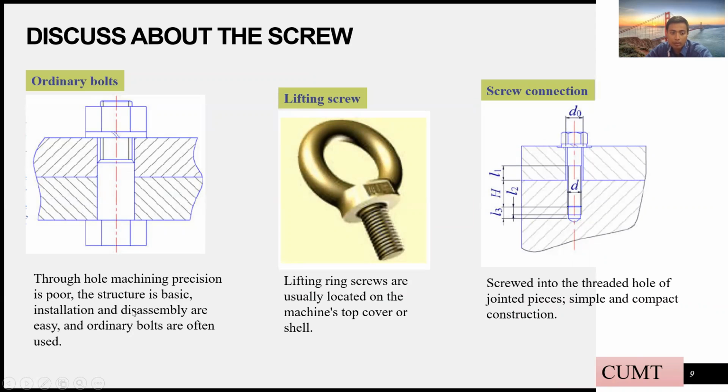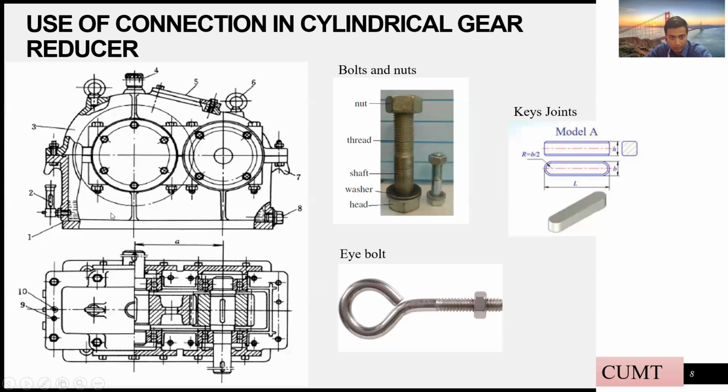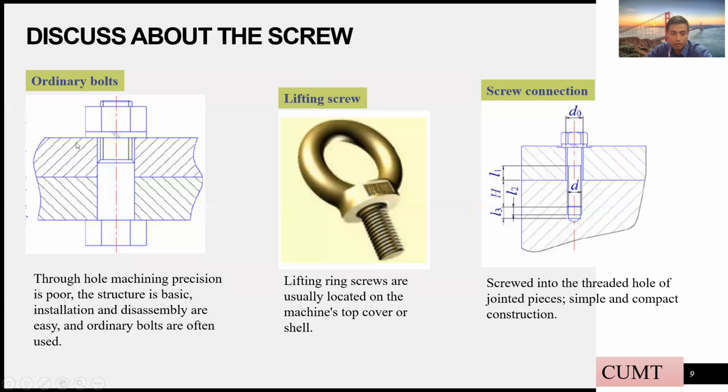The ordinary bolts, this bolt is commonly used in this gear reducer. You can see a lot of holes over here, and from this point of view, you can see this is a bolt and nut. To tighten up this gearbox, they use various kinds of ordinary bolts and nuts. Through holes, machine precision is poor. The structure is basic. Installation and disassembly are easy, and ordinary bolts are often used.